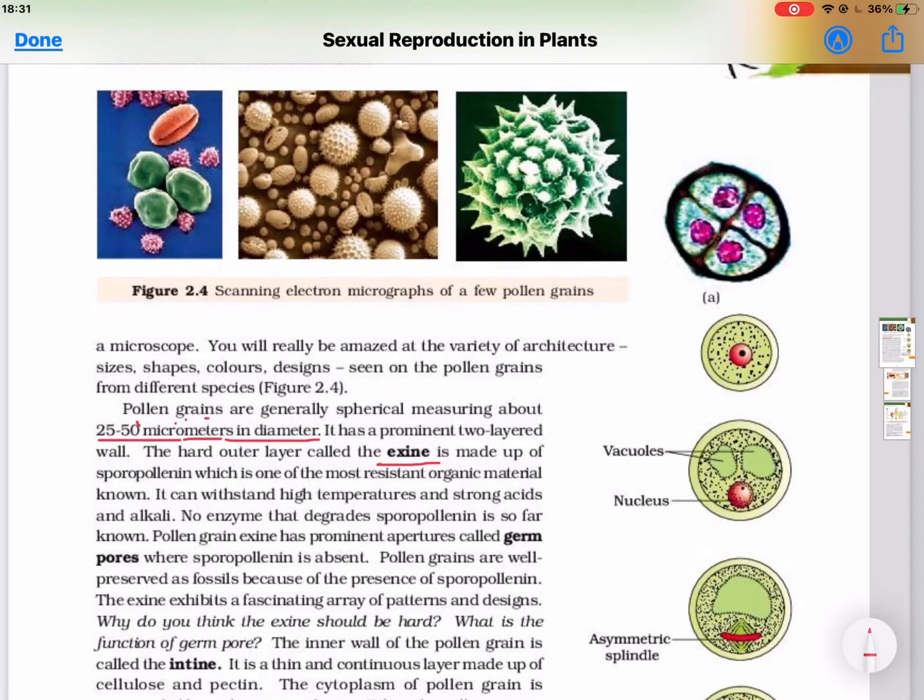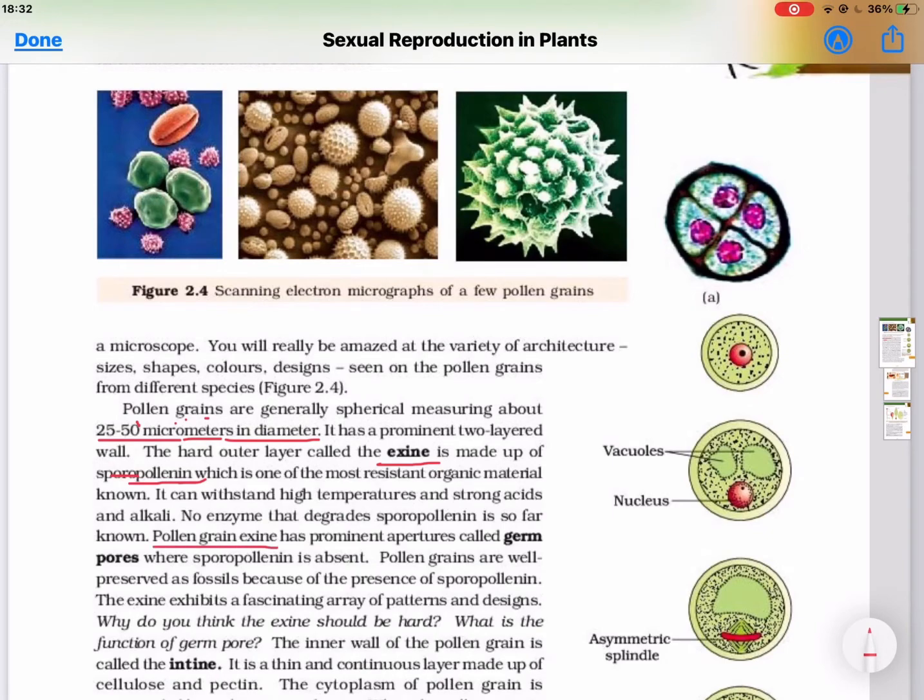The name of the substance from which the exine is made up of is sporopollenin, one of the most resistant organic materials known. Important question. Name the substance which is present in the exine of the pollen grain. Answer is sporopollenin. It can withstand high temperatures and strong acids and alkalis. No enzyme that degrades sporopollenin is so far known.